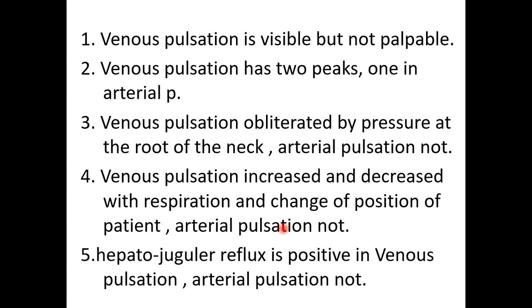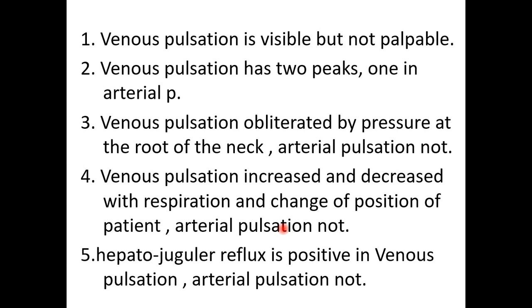Number 1, venous pulsation is visible but not palpable. This is very important. So you can notice and visualize the venous pulsation, but you cannot palpate it, while arterial pulsation is usually visible and palpable. Venous pulsation is only visible, not palpable. Number 2, venous pulsation has two peaks, while arterial pulsation has only one peak.